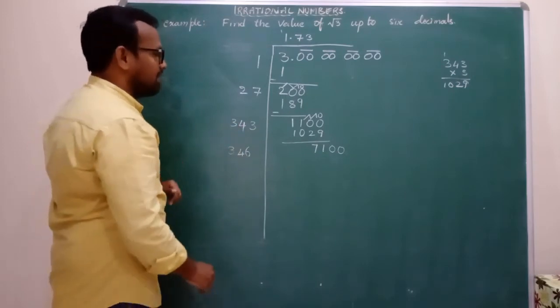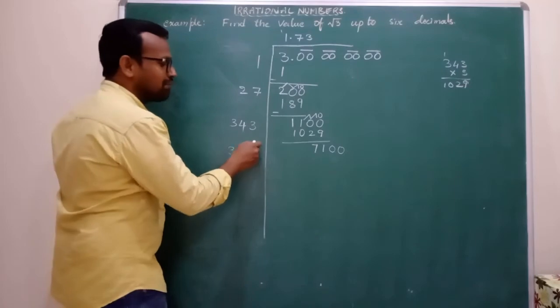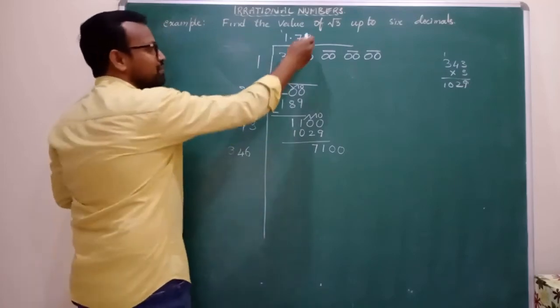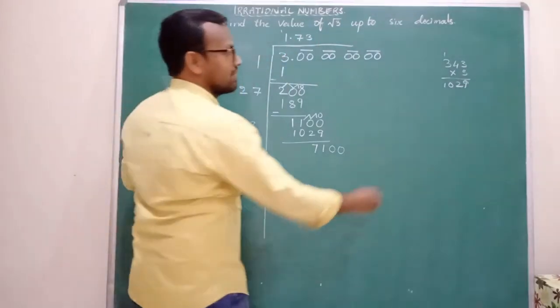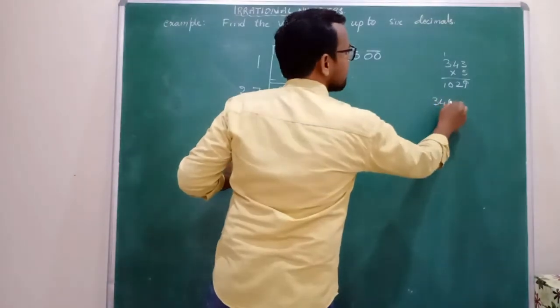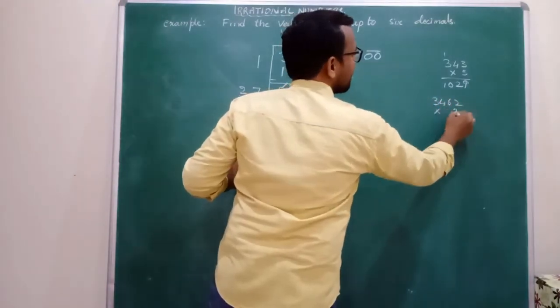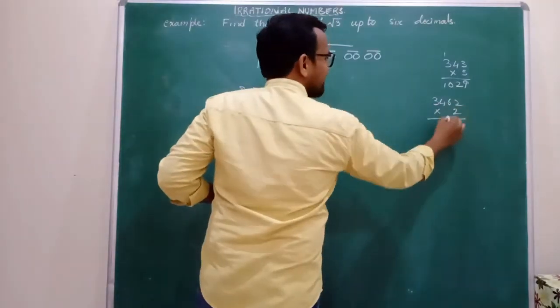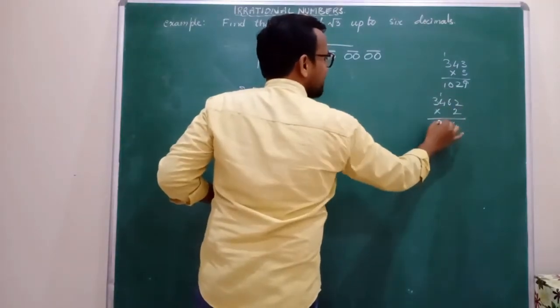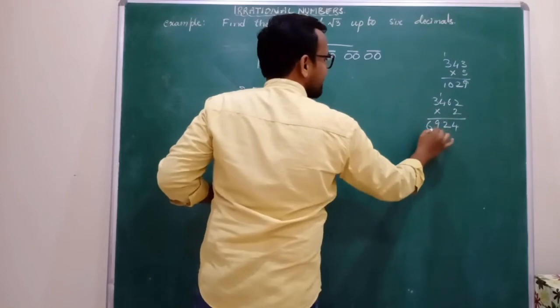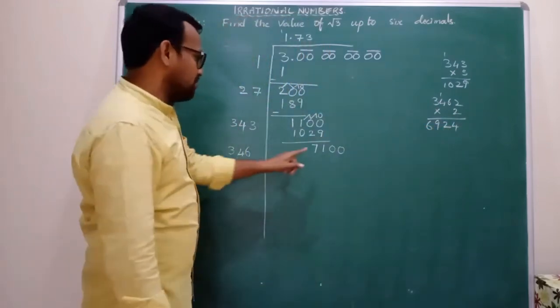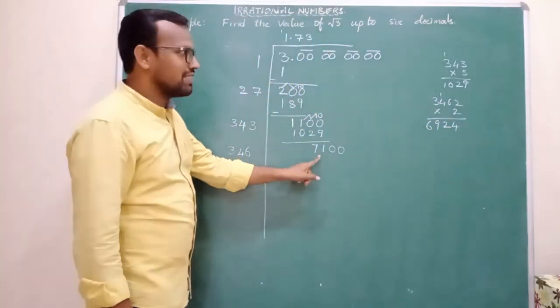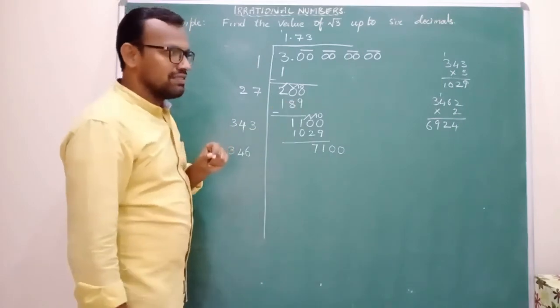Right? Now, here you have to think of a number. With the same number, you have to multiply. If I take 2 and multiply by 2, how much will it be? 2 2s are 4, 2 6s are 12, 2 4s are 8 plus 1, 9, 2 3s are 6. Now it is 6,924, and we need 7,100. So, which is near, right?